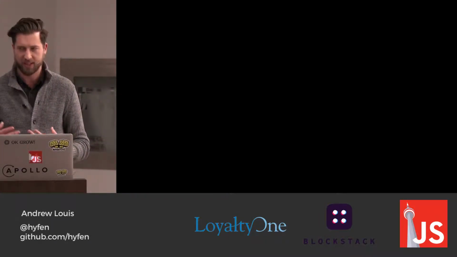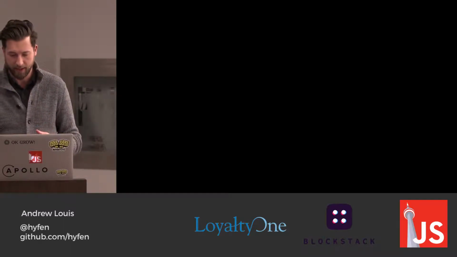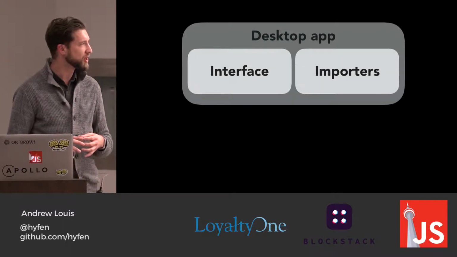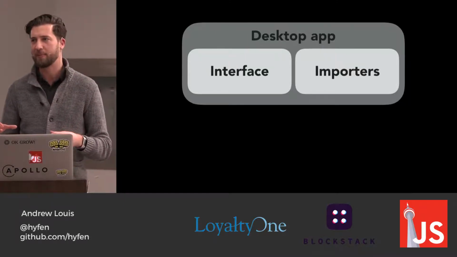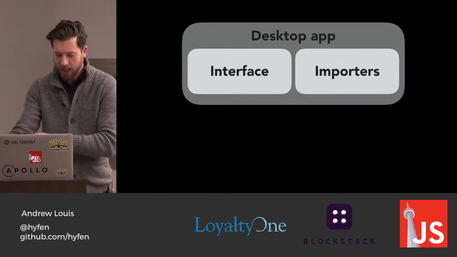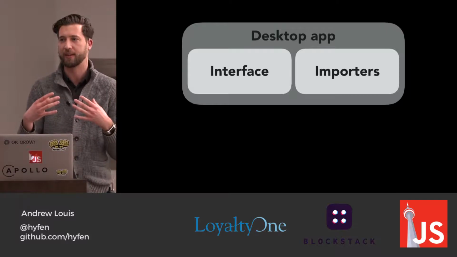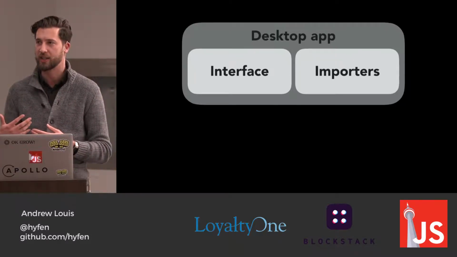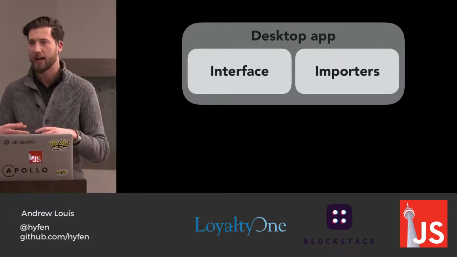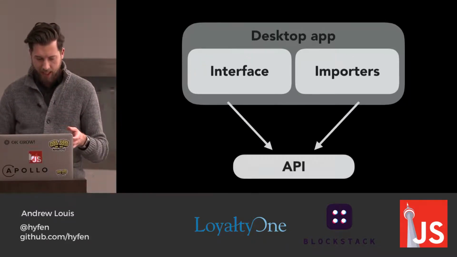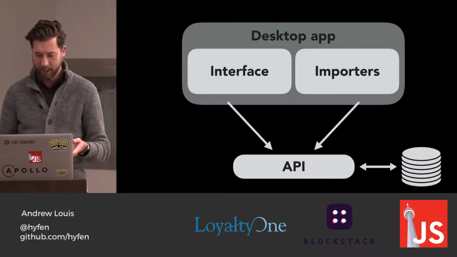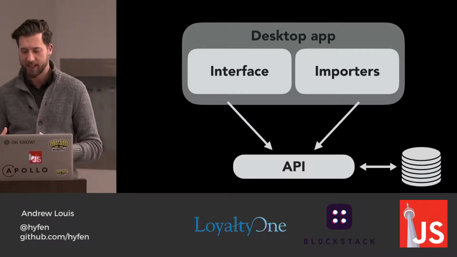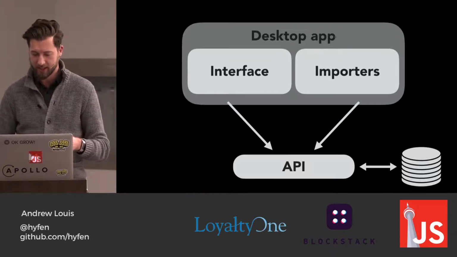I'm just going to talk really quickly about how it's been put together. The rough structure is it's a desktop app running in Electron. And then we have two parts running in that. We have the importers, which are a series of scripts or scrapers or API integrations that pull personal data. And then I have the interface, and that talks to an API, which talks to a database. So the fancy graph database I'm using to do all this is called Postgres.